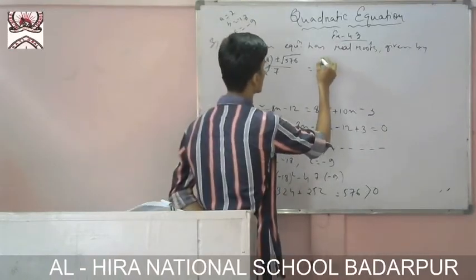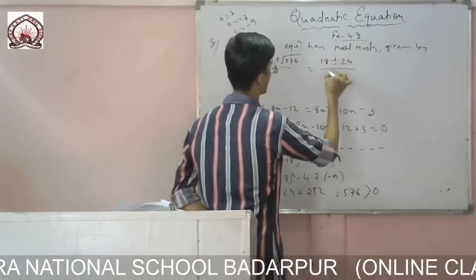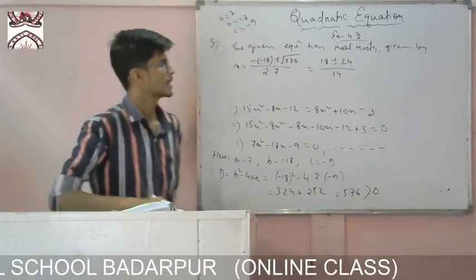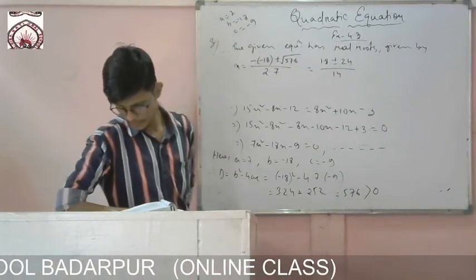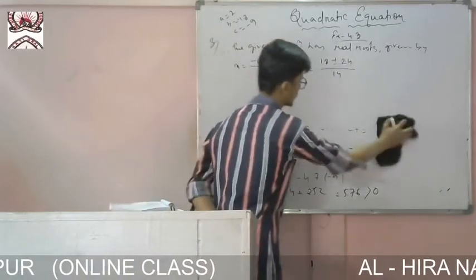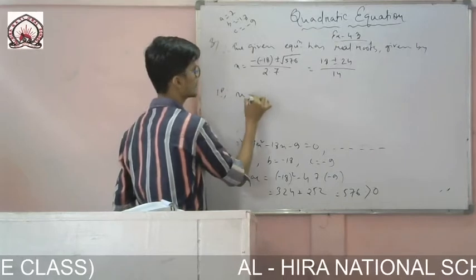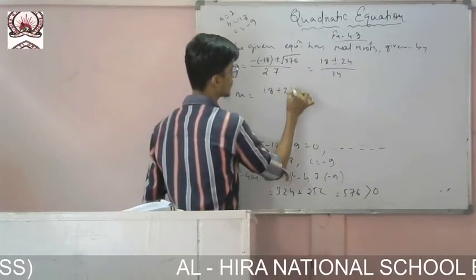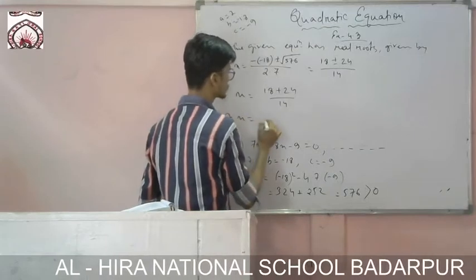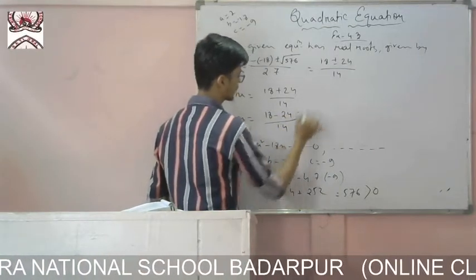576 is 24 square, yes, 24 square, and 7 2s are 14. So 18 plus minus 24 by 14. So now I will get the roots. So I can write x will be equal to 18 plus 24 by 14, and x will be equal to 18 minus 24 by 14.